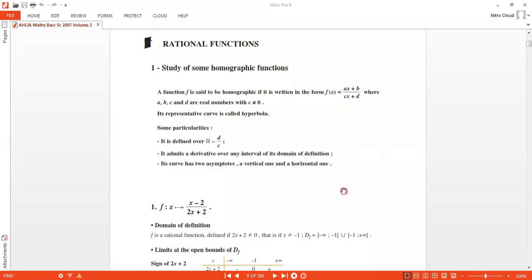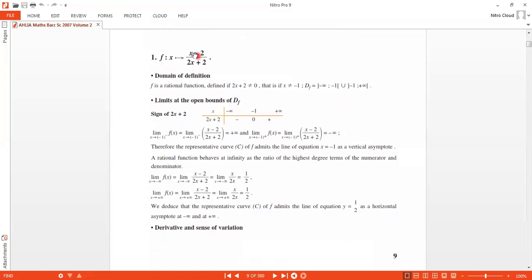Let us take an example of this type of function. So we have the function x minus 2 over 2x plus 2. The domain of definition, of course, you take the denominator different than 0, then you will have x different than minus 1. So the domain is minus infinity, minus 1, plus infinity. So now the limit when x tends to minus infinity, you take the highest over the highest and you have 1 over 2. And when x tends to plus infinity, also you take the highest over the highest and also you get 1 over 2. So y equals 1 over 2 is a horizontal asymptote.